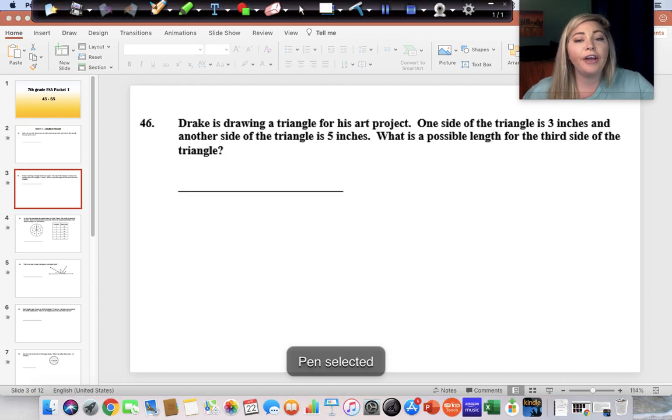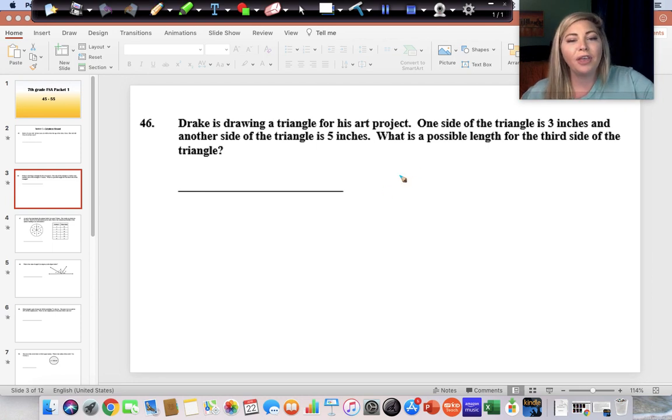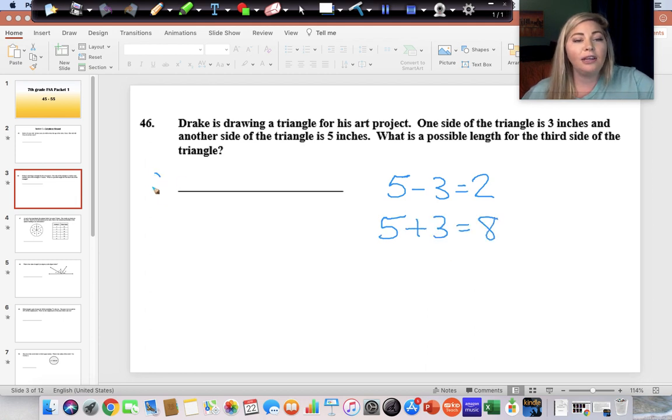Okay, Drake is drawing a triangle for his art project. One side of the triangle is 3 inches, and another side of the triangle is 5 inches. What is a possible length for the third side of the triangle? Well, what we're going to do here is take the 5 and subtract 3 from it, and we're going to get 2. And then we're going to take that same 5 and add the 3 to it, and we're going to get 8. So any number between 2 and 8.